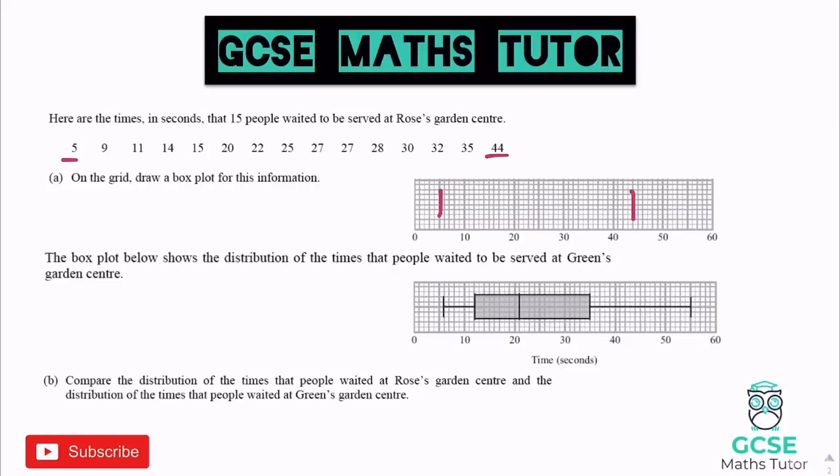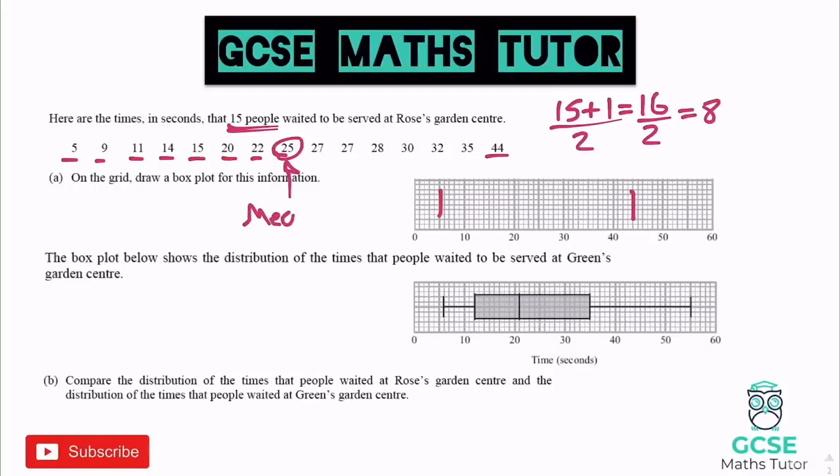Now there's 15 people, so to find the median here, we just add 1 and halve it. So 15 plus 1 is 16, and we're going to divide that by 2. So 16 divided by 2 is the 8th person along. So let's just go along. We've got 1, 2, 3, 4, 5, 6, 7, 8. There we go. So 25, and that is our median. Let's label that in. There we are, so the median. 25 is halfway between 20 and 30, so let's put that one in there.